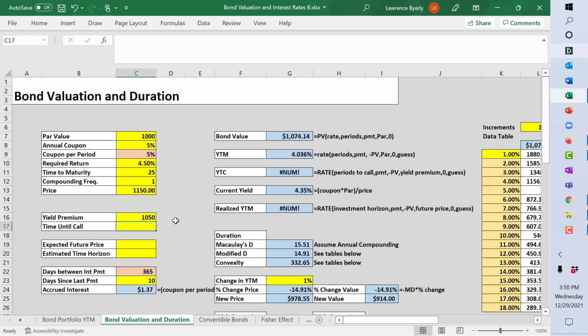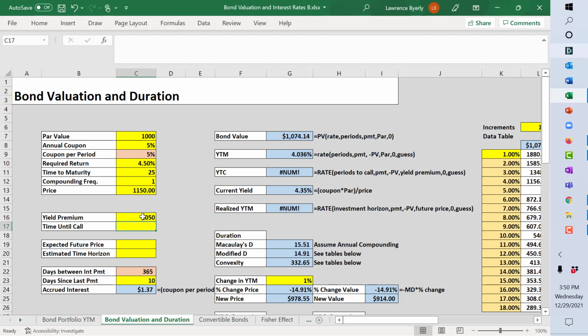It will never be less than $1,000, right? But it could be more than $1,000, or it could be $1,000. The other thing we need to know is, when can the company call this debt back? When can they force you to sell it back to them? Well, it's written in the bond indenture, in the contract.